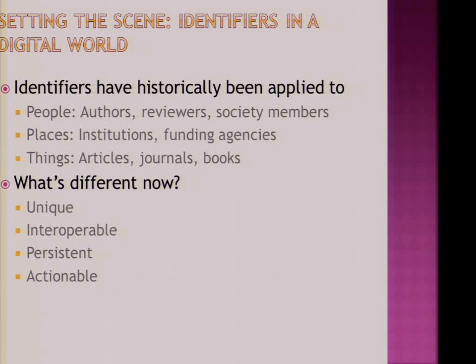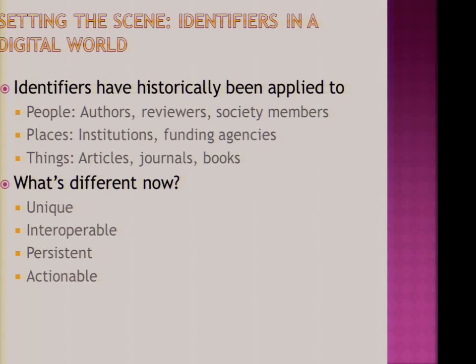I'm going to just set the scene a little bit and talk about identifiers really briefly, and then about names a little more in depth. So there have been identifiers around for a very long time. I mean, there's nothing new about ISBNs and ISSNs, membership numbers, grant numbers, lots and lots of identifiers. But in a digital world where everything's online, we have different expectations, and we want them to do different things, and we want to be using them in new ways.